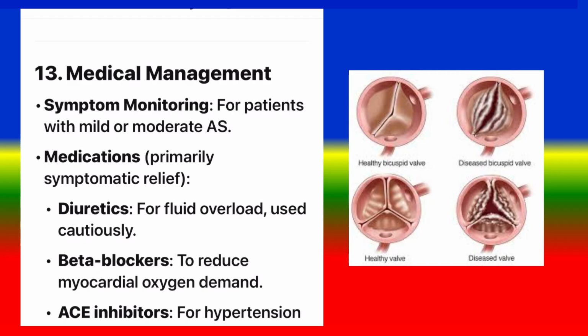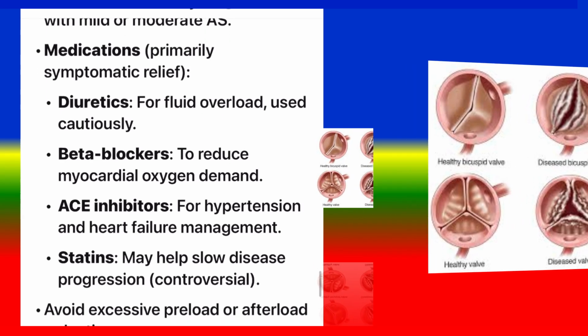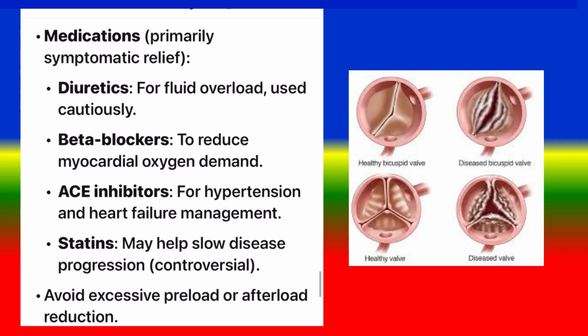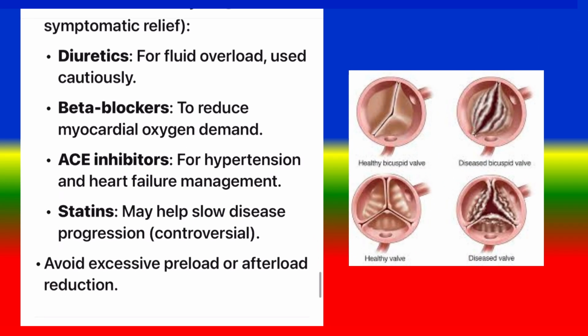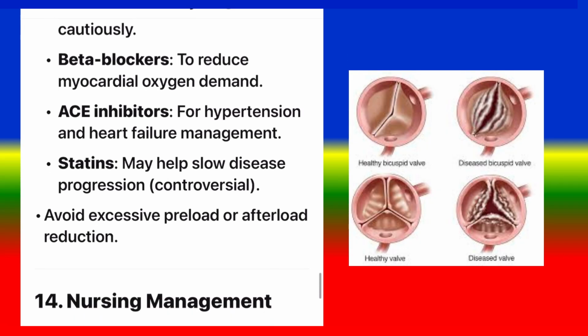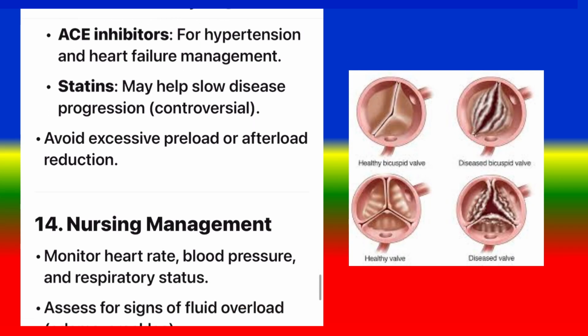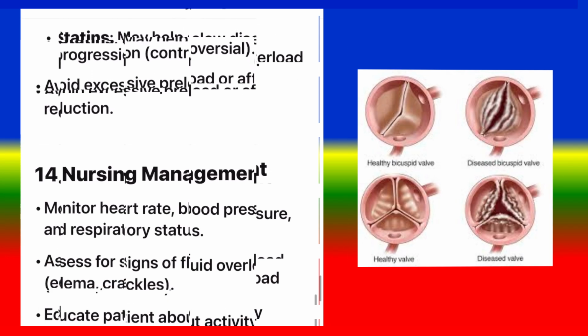13. Medical management. Symptom monitoring. For patients with mild or moderate AS, medications are primarily for symptomatic relief. Diuretics for fluid overload, use cautiously. Beta blockers to reduce myocardial oxygen demand. ACE inhibitors for hypertension and heart failure management. Statins may help slow disease progression, controversial. Avoid excessive preload or afterload reduction.